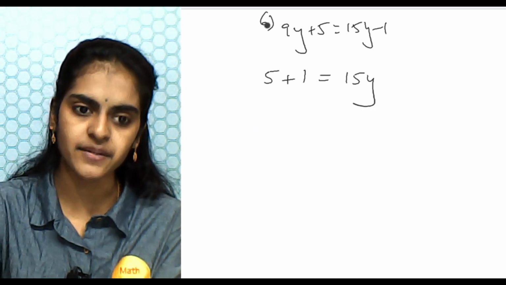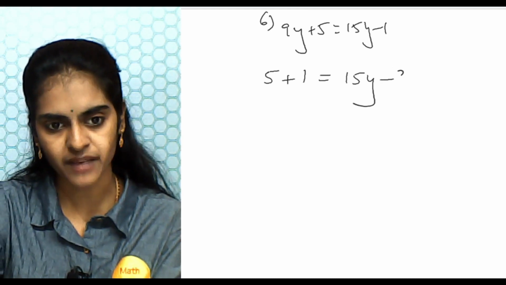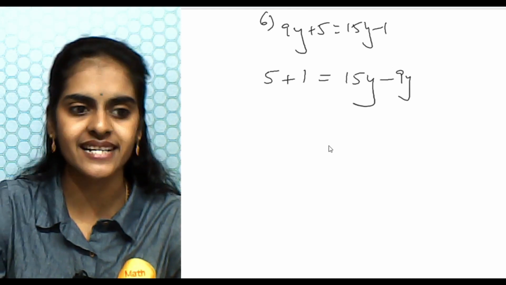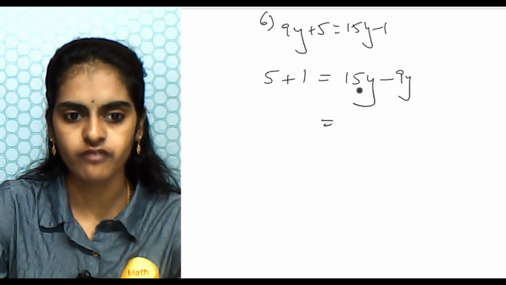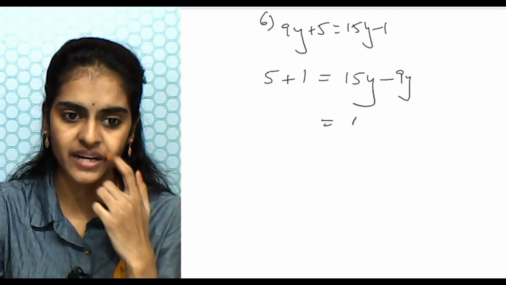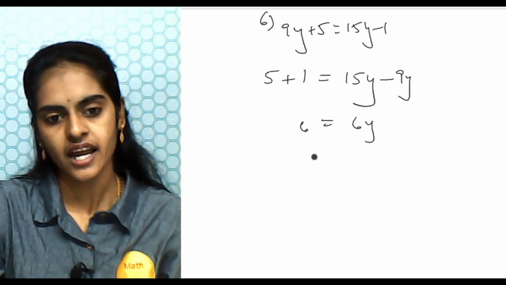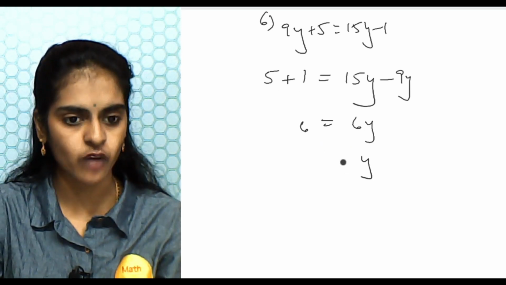This 9y I am taking to this side, so it becomes minus 9y. Okay, so plus 9y becomes minus 9y. Clear? So 15y minus 9y is nothing but 6y. Okay, so 5 plus 1 is 6. Now I want the value of y. How will I get it?